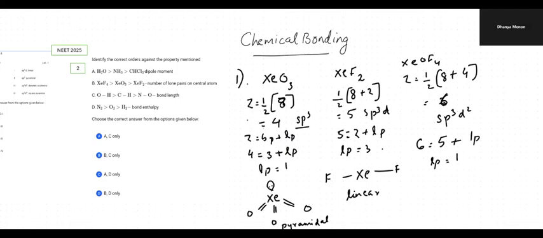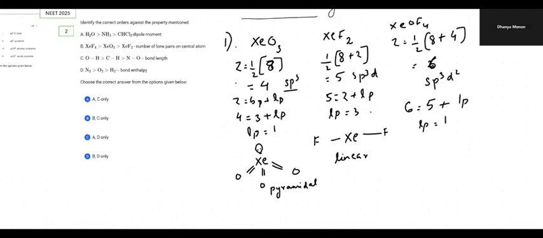Right. Coming to the shape, Xe has 1 lone pair. And there are 4 bonds with fluorine. There's 1 oxygen. And the lone pair. Right. Now, while determining the shape, I have to ignore the lone pair. And this is what? Square pyramidal.